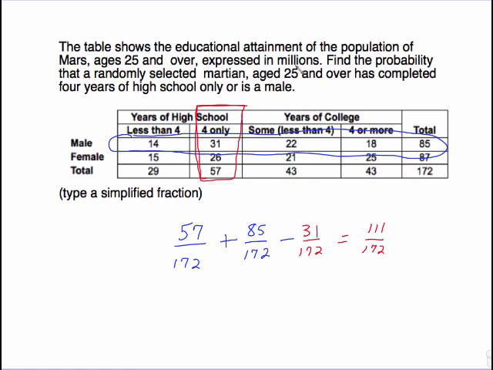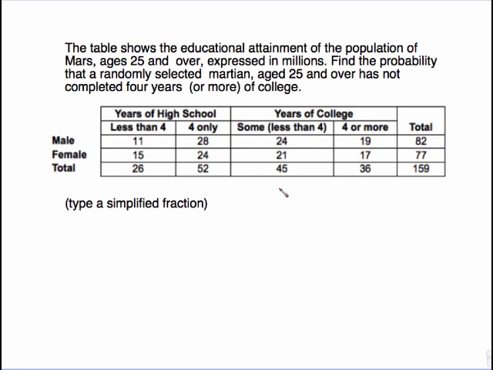And by the way, this is in millions, so technically it is really 57 million over 172 million, etc. But all those millions are going to cancel out, and that's why I can just use the numbers that are in the chart. One more chart problem.